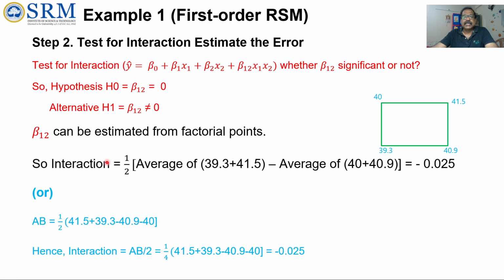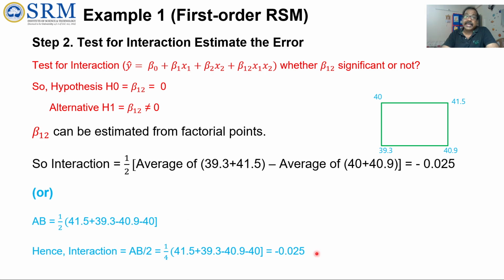Interaction is half of the average of 39.3 plus 41.5, the corner points, minus the average of these two, because we are calculating the interaction. Why the cross product? For understanding the interaction. Or another way, again 41.5 plus 39.3 minus this and this. Either way we can calculate the interaction, and the value is coming minus 0.025. That is the beta 12 value.